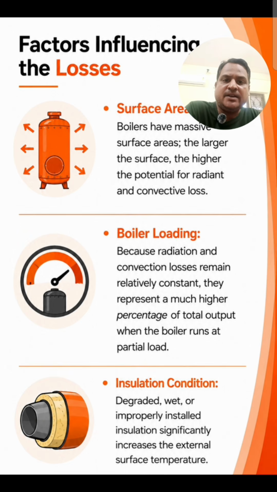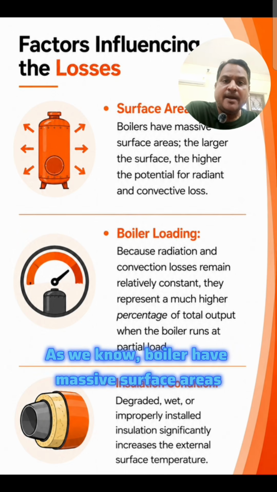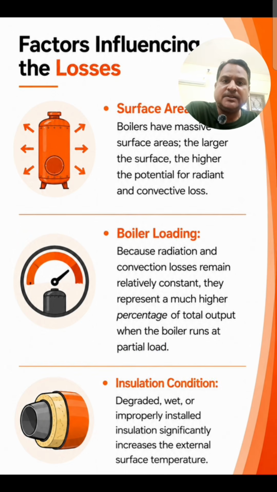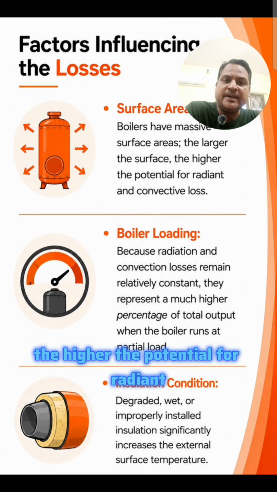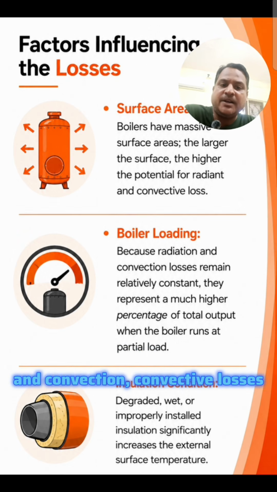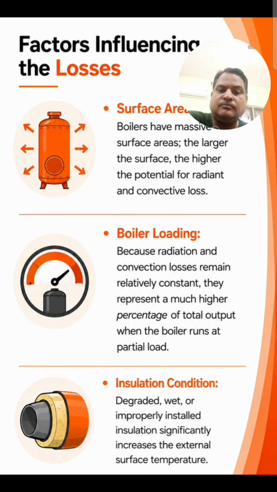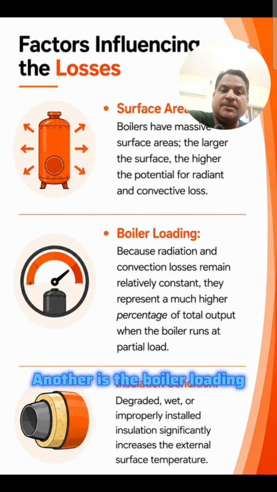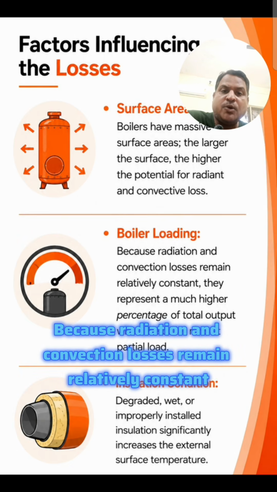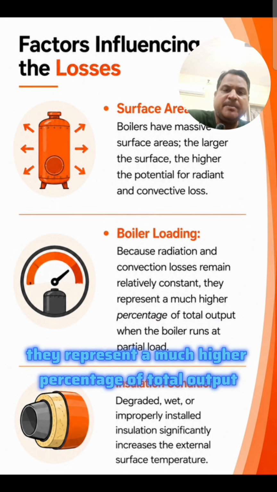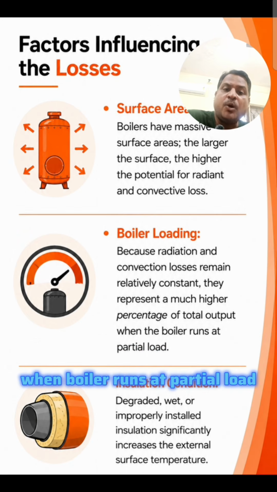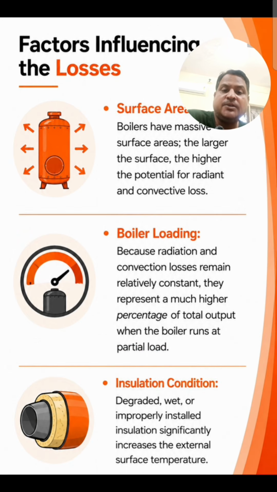Surface area. As we know, boilers have massive surface areas. The larger the surface, the higher the potential for radiant and convective losses. Another is the boiler loading, because radiation and convection losses remain relatively constant. They represent a much higher percentage of total output when the boiler runs at partial load.